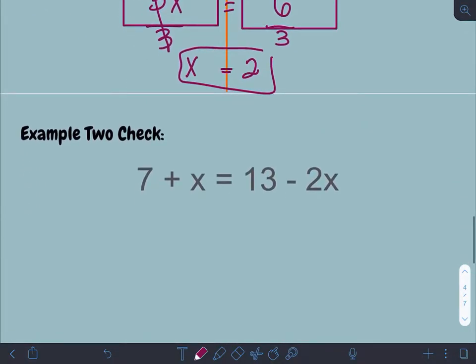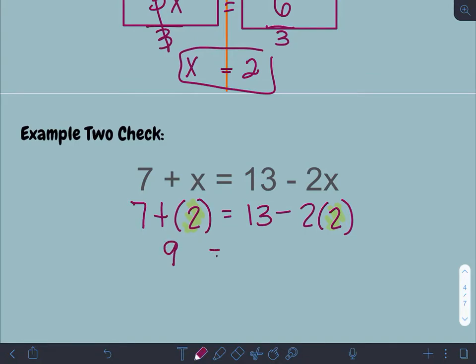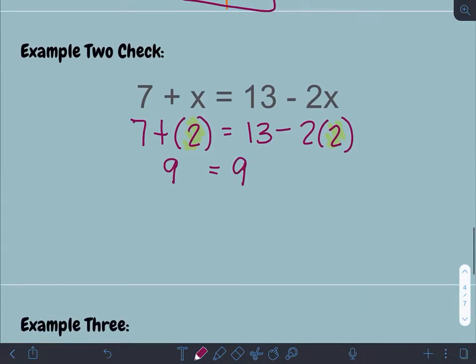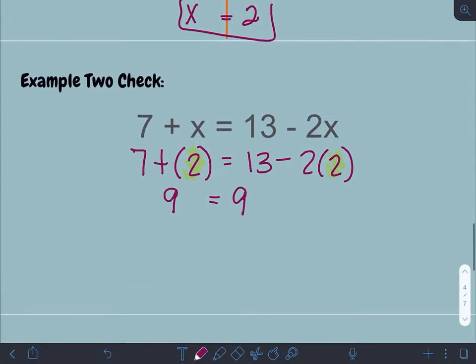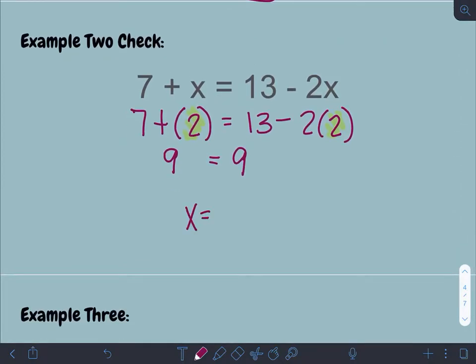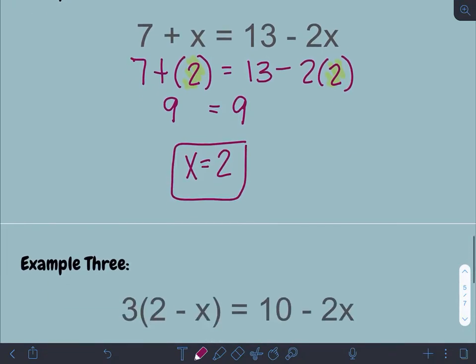To check my answer, I'm basically substituting 2 in anywhere I had an x. Notice that right there, I substituted that 2 in. So now I'm just going to have 7 plus 2 is 9. 13 minus 2 times 2 is 4, so 13 minus 4 is 9. So since I got 9 is equal to 9, I know my answer is correct. And again, the solution to my problem is x equals 2.